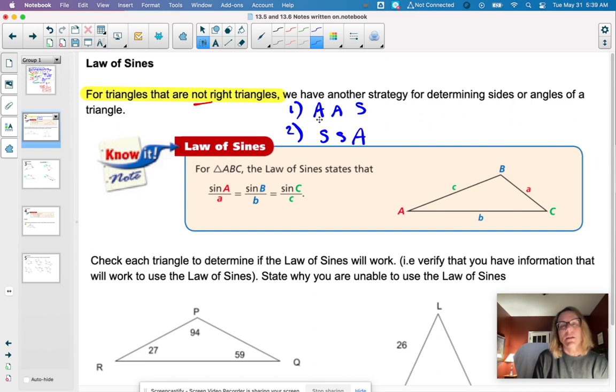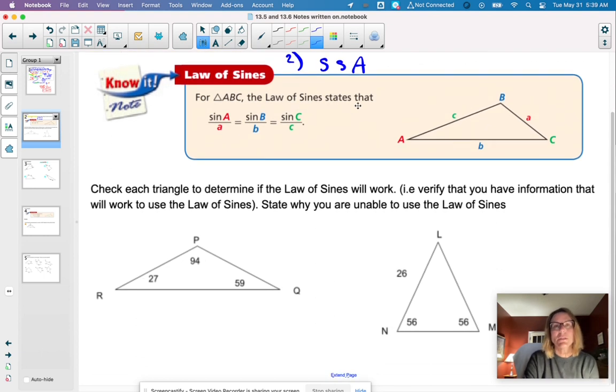As long as we know one of these, we're able to use the Law of Sines. So here's what the Law of Sines is. Again, the important thing to remember is this. Big A, that's referring to angle A, and the side opposite that is little a, which is the side length of the triangle opposite angle A. Same with big B, little b, big C, little c.